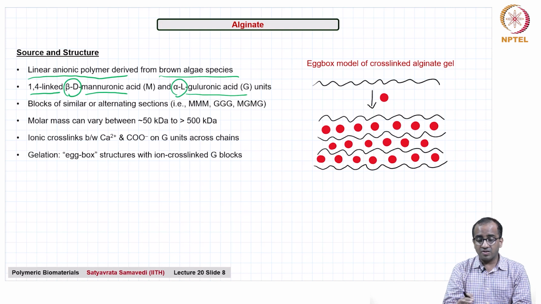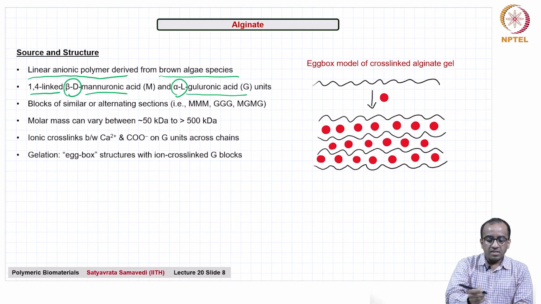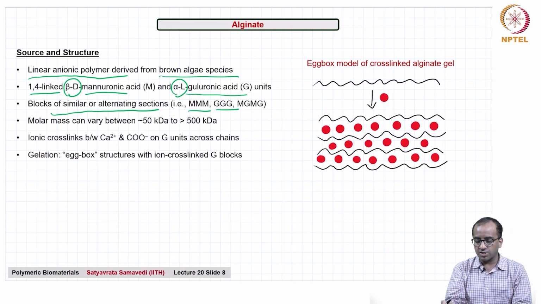Now, I hope that these distinctions are clear, what the L and the D mean and what the alpha and the beta mean. They are both important and the two are very different. So, I hope you can now go back and reconnect this to some of the concepts we saw at the beginning of this lecture when we looked at both L and D isomers as well as the alpha and beta anomers. Alginate can have blocks of either similar or alternating sections. So, you can have either MMM, GGG kind of sections or MGMG kind of sections.